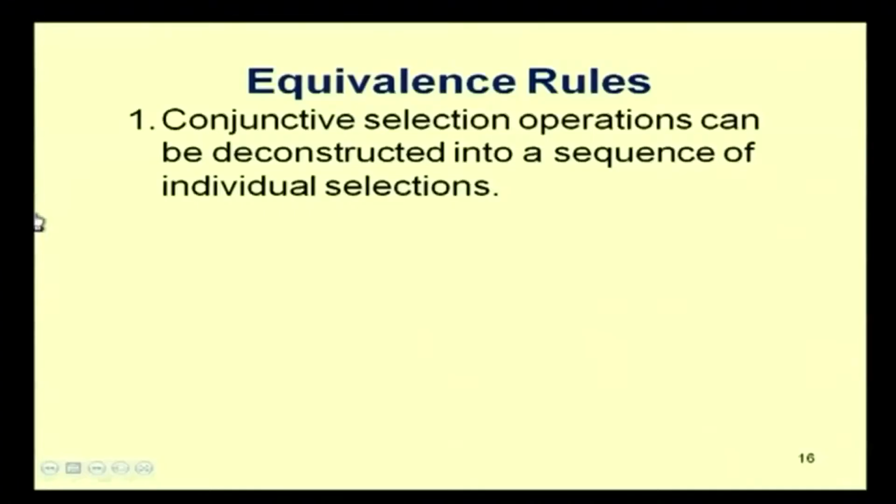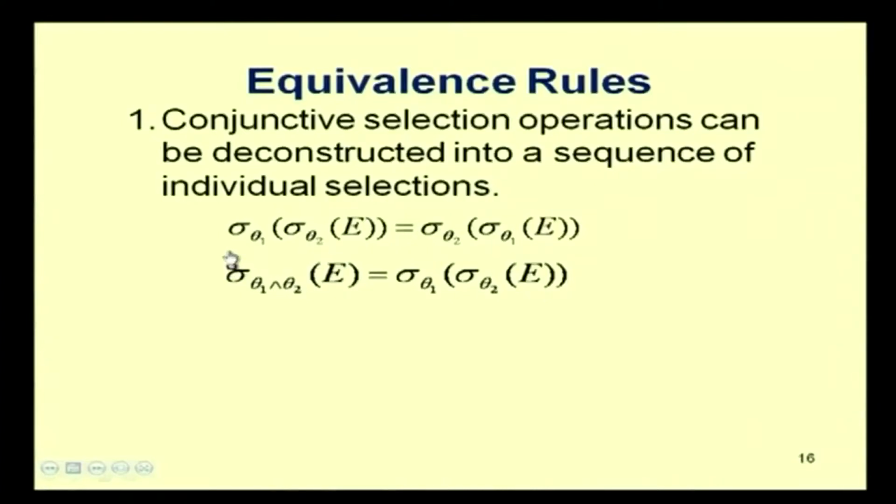First, conjunctive selection operations can be deconstructed into a sequence of individual selections. So, if you have a conjunction, an AND operation of selections, you can deconstruct it to form a sequence of individual selections. For example, you have a selection on theta 1 and theta 2 applied to E, and you can write this as equivalent to these two selections. Remember, this is a selection operation.